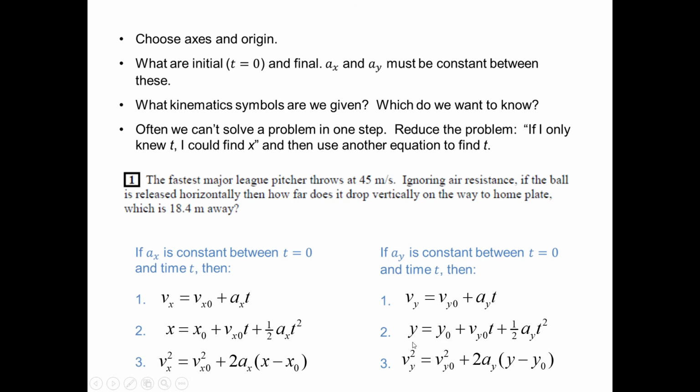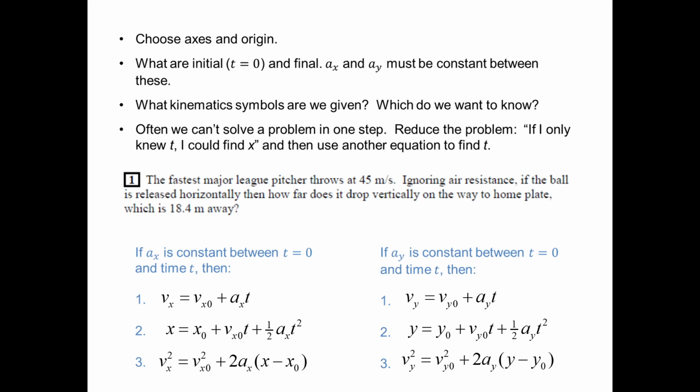The fastest major league pitcher throws at 45 meters per second. I don't know if that's true anymore, but at the time I wrote this problem, that's what the web said. If we ignore air resistance, if the ball is released horizontally, so we're going to imagine the pitcher throws parallel to the surface of the earth, how far does the ball drop vertically on the way to home plate?